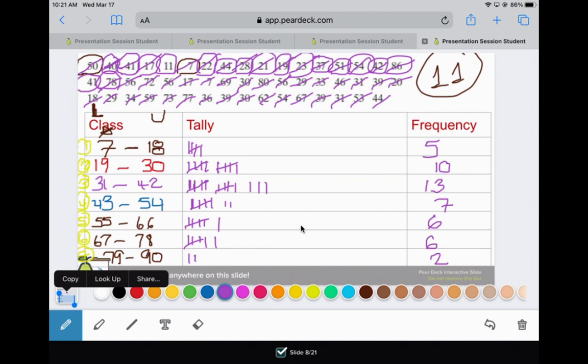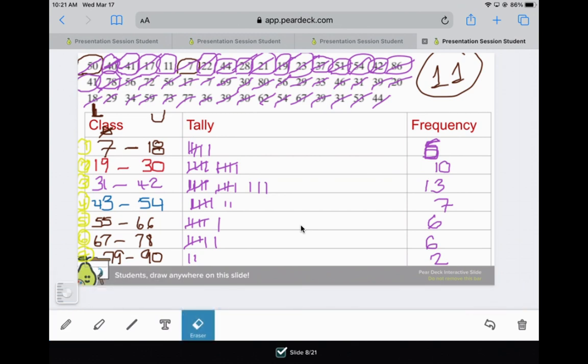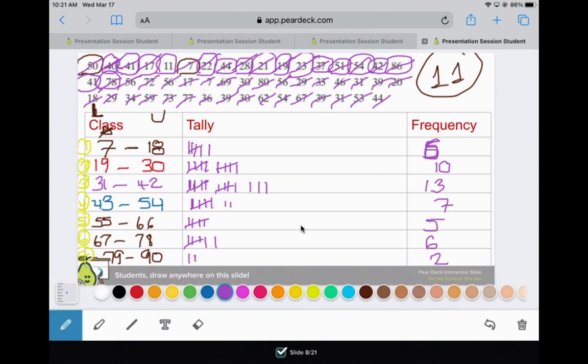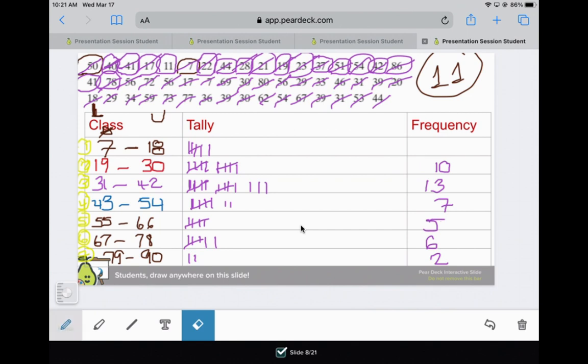Oh, okay. That means this one, I think I have one extra. Yeah. 5. Okay. Yes, so I miscounted one of the numbers.